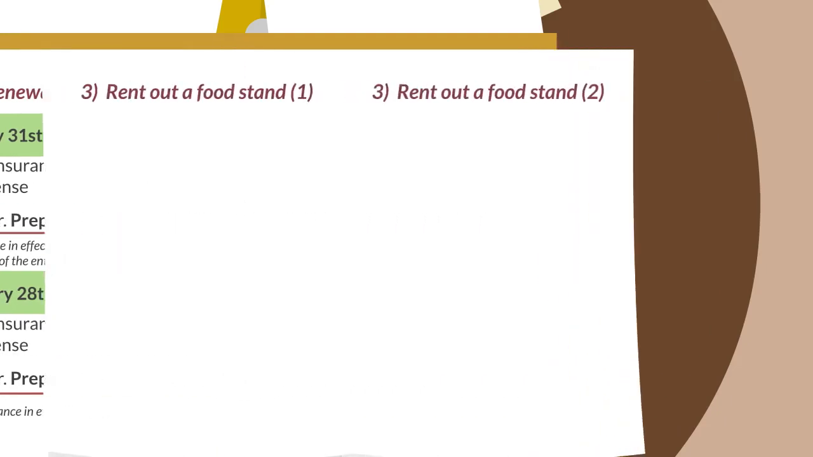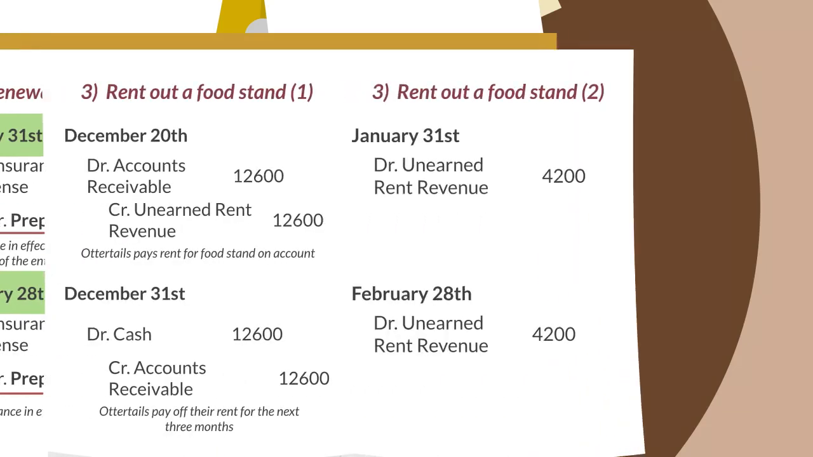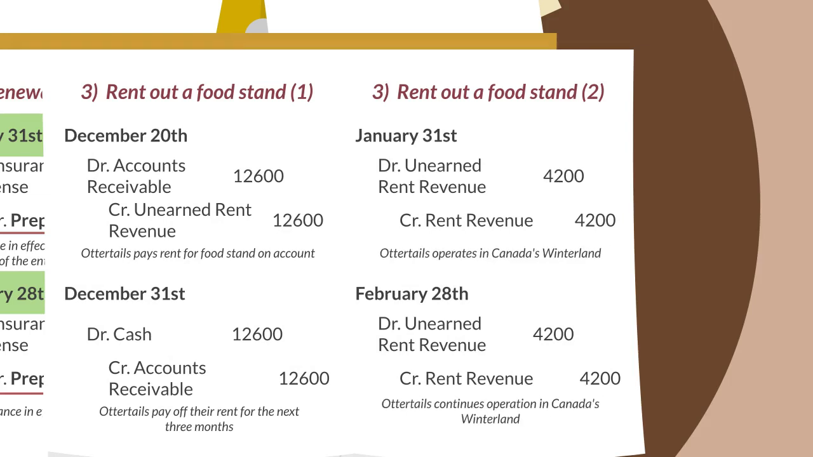Number 3. Popular food vendor, Otter Tails, rents out the food stand for the season for $12,600. For Canada's Winterland, the rent revenue is both an accrued revenue and a deferred revenue. It is an accrued revenue on December 20th, even though Canada's Winterland and Otter Tails already have a rental agreement, because the actual rental is not yet in effect.